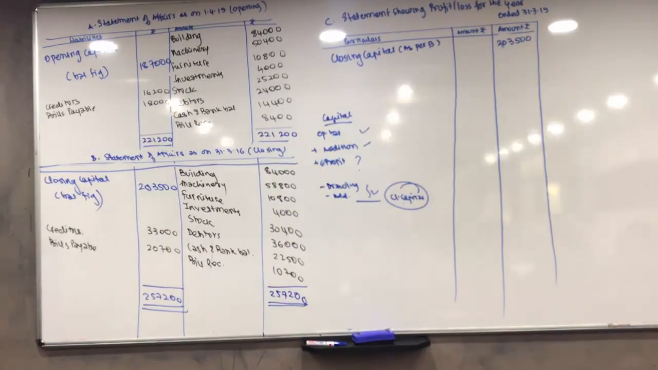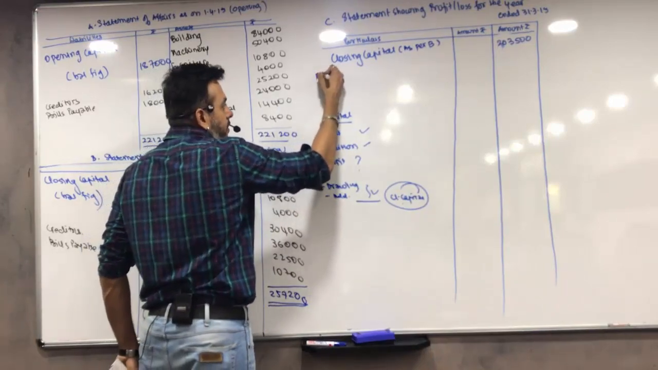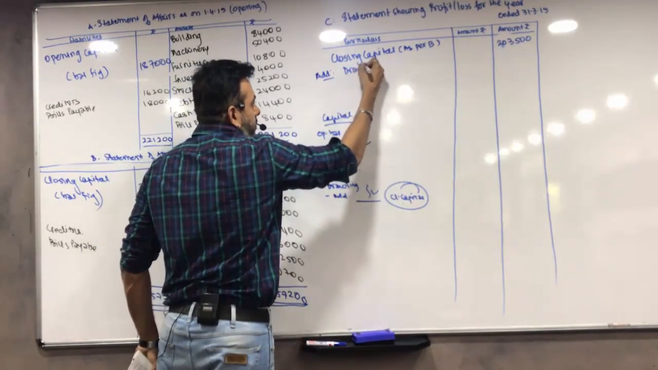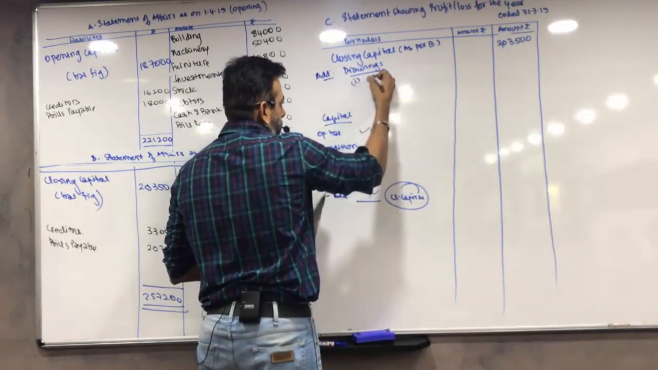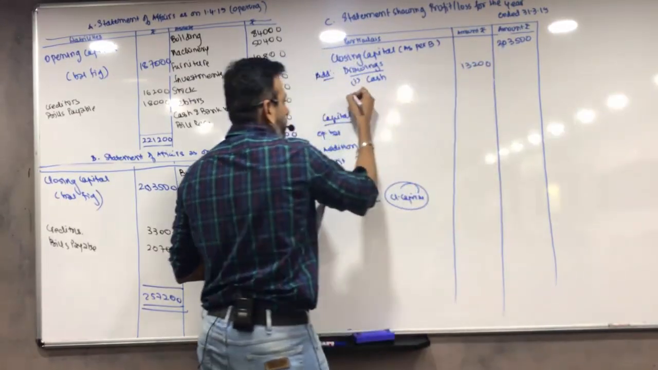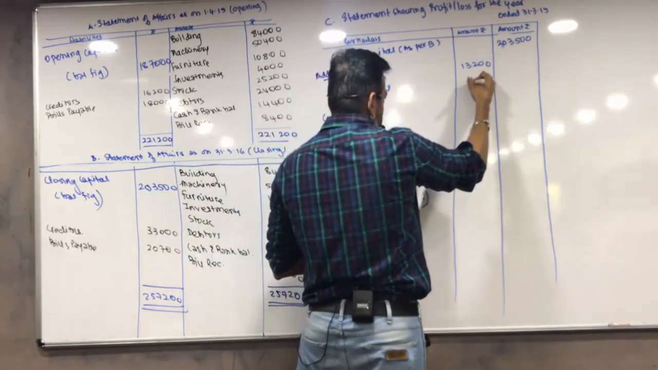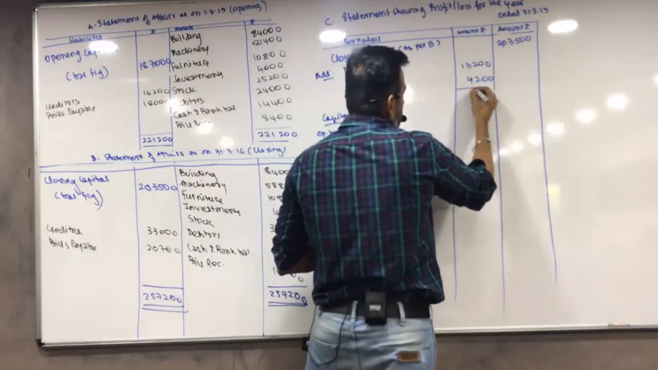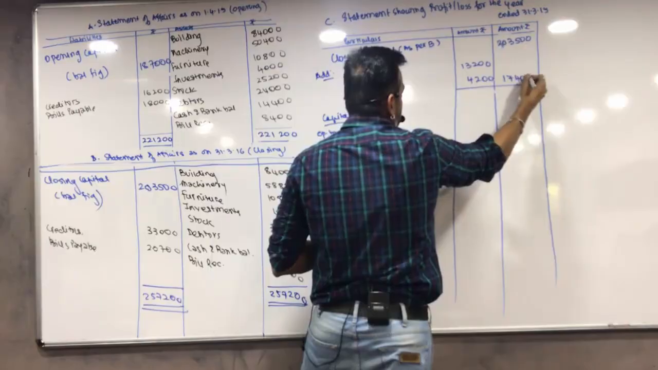During the year, her cash withdrawal was 13,200 and goods withdrawal was 4,200. What will we do with drawings? What is minus here becomes plus, and drawings. What we are drawing is first cash, so I'll write in the inner column cash is 13,200 and second goods, goods are 4,200. Any other drawings? No. So draw a line like this. 17,400.